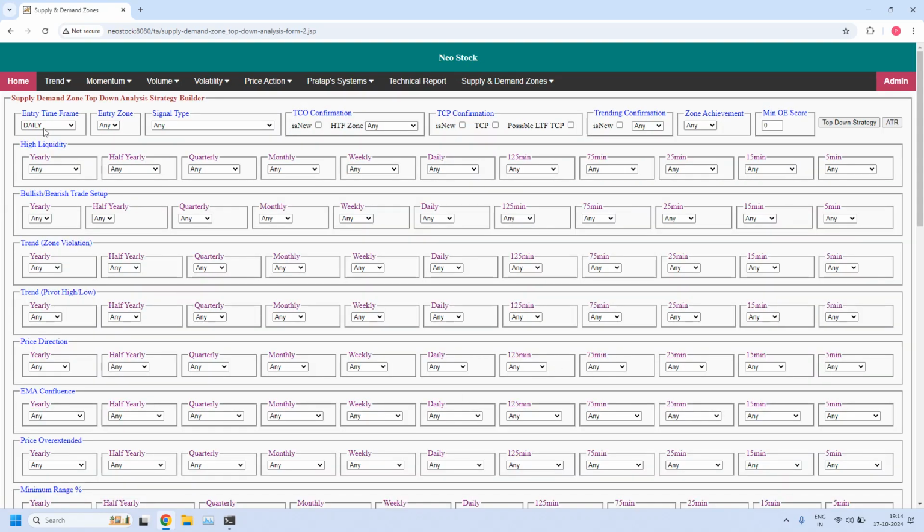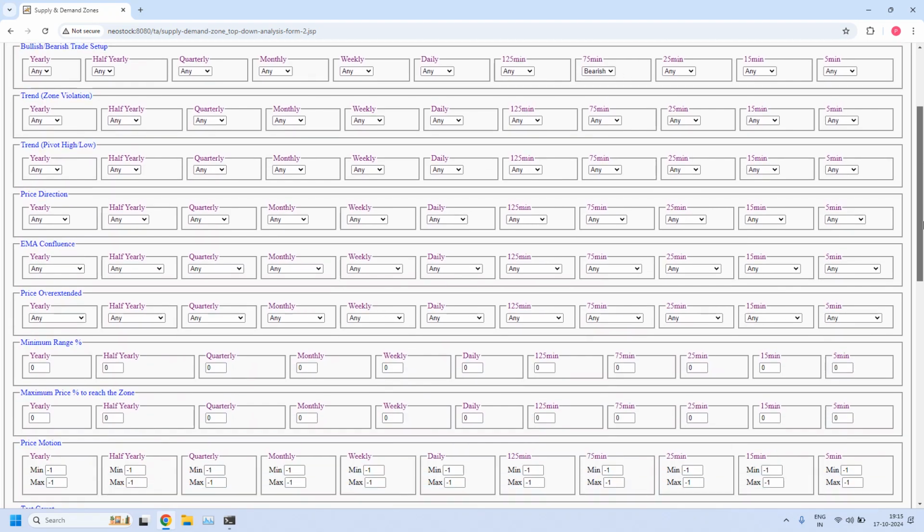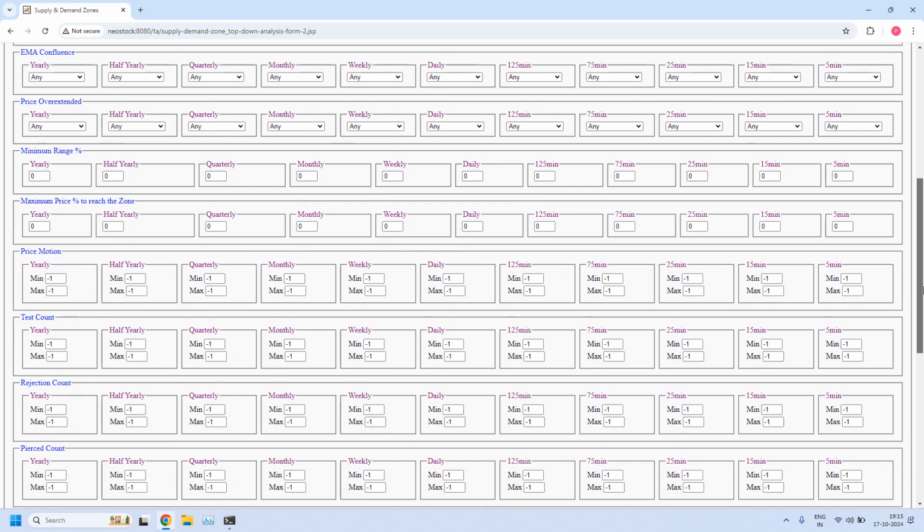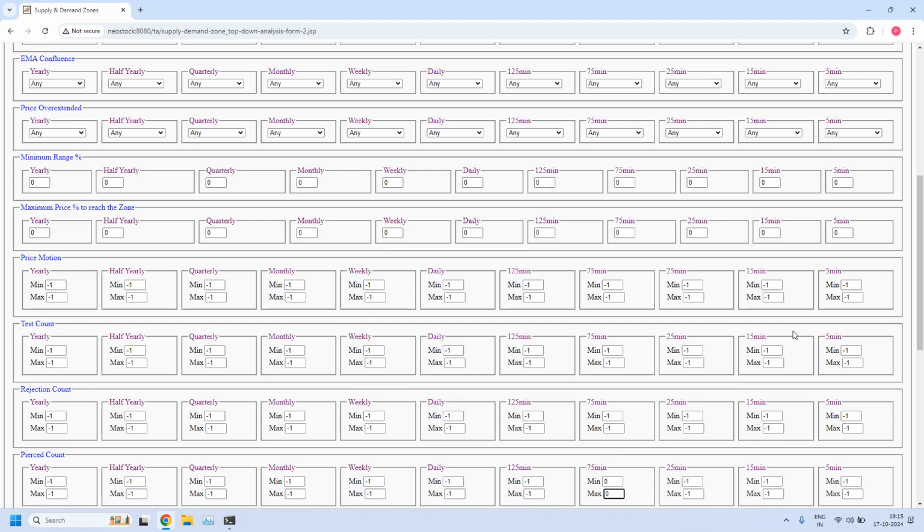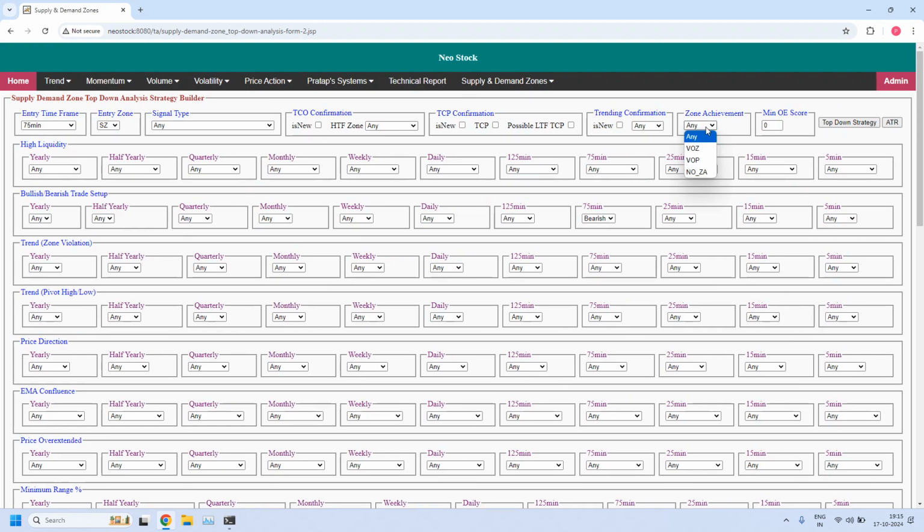Next, the bearish trade setup for weekly income trade. Entry time frame is 75 minutes. Entry zone is supply zone. In bullish or bearish trade setup at 75 minutes, I am selecting bearish. The 75-minute supply zone should not be pierced. So in the pierced count at the 75-minutes time frame, I am setting minimum value 0, maximum value 0. Zone achievement should be violated opposing zone minimum odd and enhanced score 12.